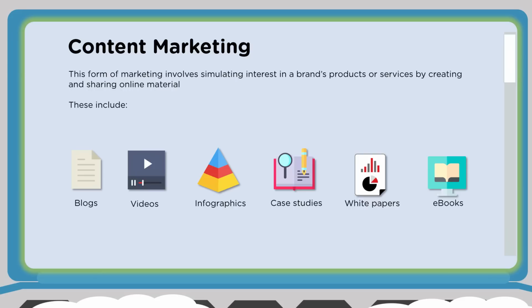So some examples are blogs, videos, infographics, case studies, white papers, ebooks. All of this is content generated. It's just in different forms. And so you want to be able to take any one of these forms of content and be able to distribute that in some form or fashion.